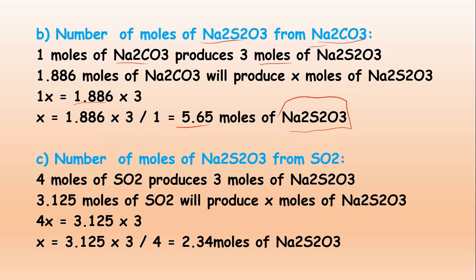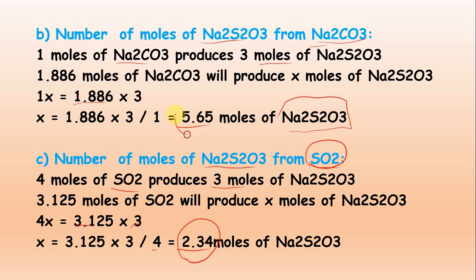Now the last one: how many moles of sodium thiosulfide will be produced from the sulfur dioxide? So 4 moles of sulfur dioxide will produce 3 moles of sodium thiosulfide. Similarly we write 4x as the number of moles and multiply by 3. So x will be 3.125 multiplied by 3 divided by 4, that will be 2.34 moles of sodium thiosulfide produced by the sulfur dioxide.